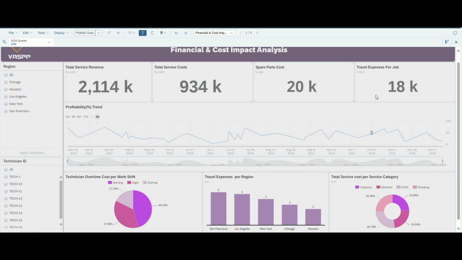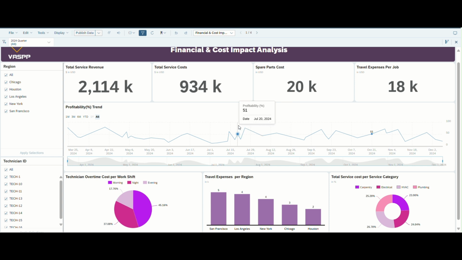Just below, we move into the profitability percent trend, a real-time line chart that visualizes how your profit margins have evolved over the year. This trend serves as your financial pulse, capturing the fluctuations in revenue versus cost over time. Finance teams rely on this view to track whether cost-saving initiatives are truly improving bottom-line results.